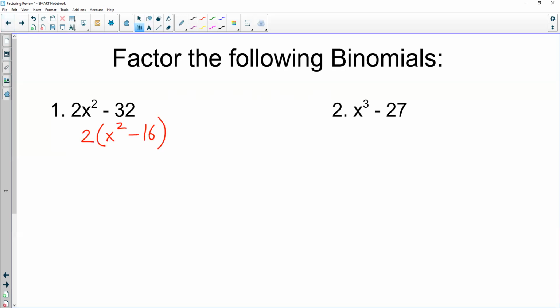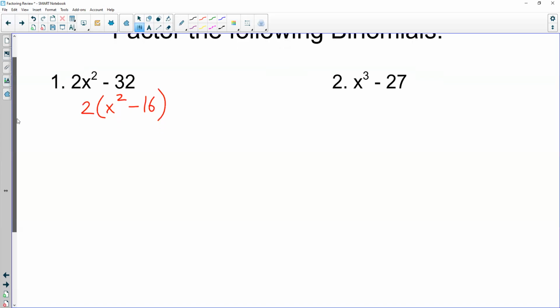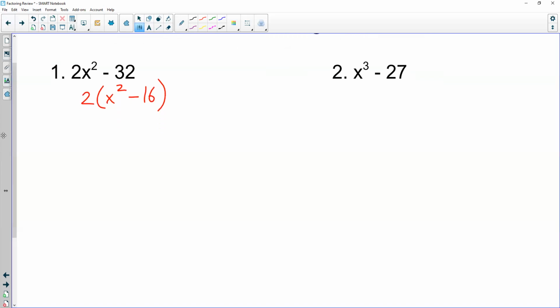Now from here, you should hopefully recognize that those are both perfect squares. x squared and 16 are perfect squares. So really what we do is we take the square root of each one of those. That would be x and 4, and we just make it x minus 4, x plus 4. So that is our pattern for the difference of 2 squares.